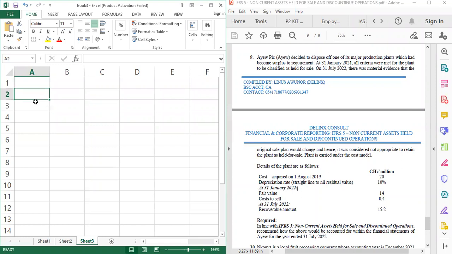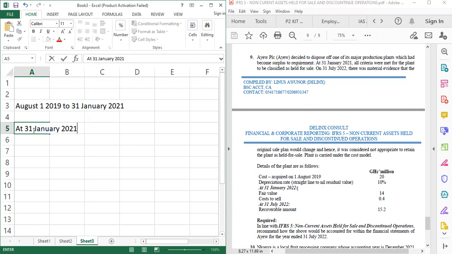All right. Okay. So August 1, 2019 to 31 January 2021. How many years or how many months is that? 1.5 years. Okay. So that would be 1.5 years, isn't it? All right. Yes.